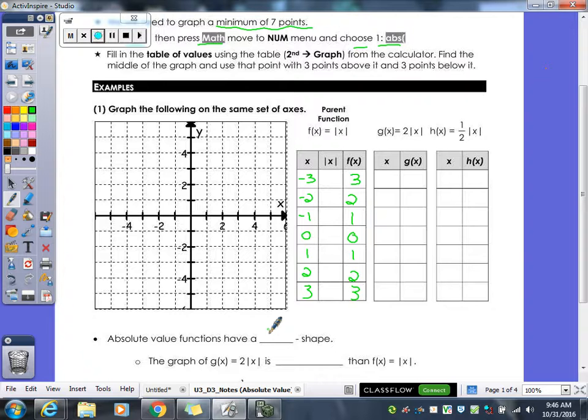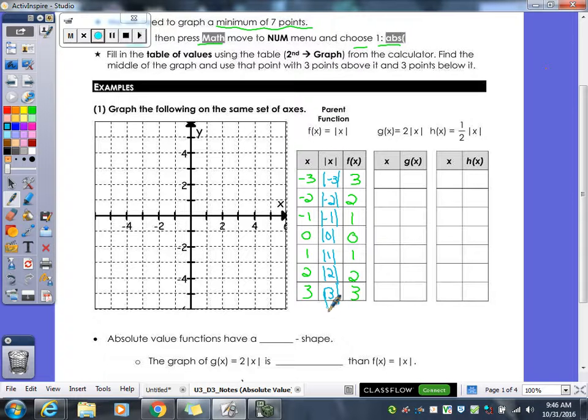So now this column in the middle of my table there, that's for if you don't have a graphing calculator and you have to do it out by hand. You would pick some x values and then in the middle you would be calculating what is the absolute value of negative 3. Well, that's positive 3. What is the absolute value of negative 2? That's 2. Absolute value of negative 1. But if you have a graphing calculator, you don't need to use that middle part. So that's just there if you don't have one.